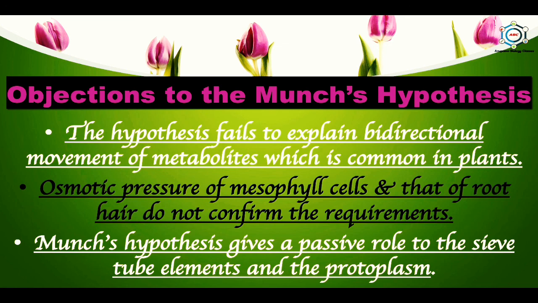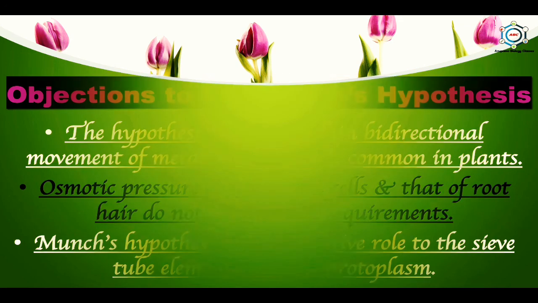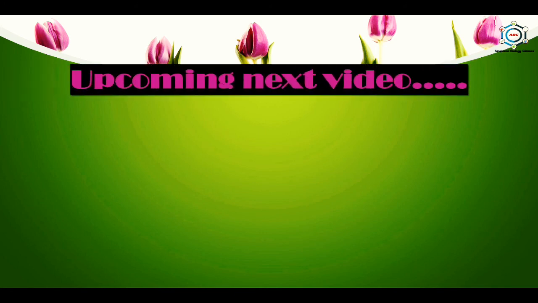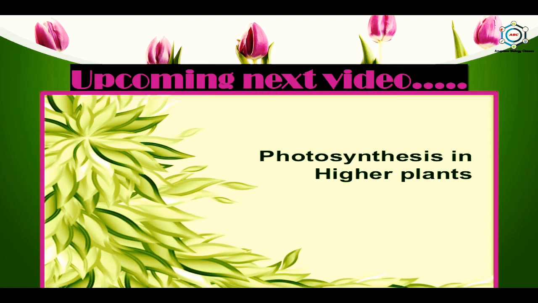So this is all about the uptake and transport of mineral nutrients in plants. This is the end of the video in which we understood about the uptake and transport of mineral nutrients in plants and especially Munch's flow hypothesis. Now, the next upcoming video will be on photosynthesis in higher plants. So from the next video, we will start photosynthesis.